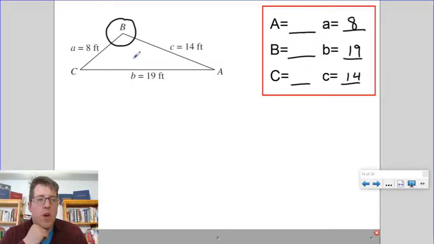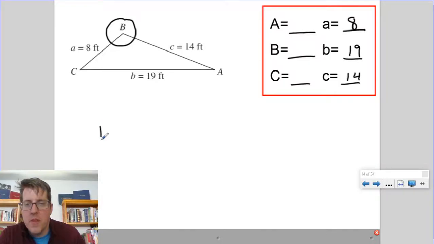The reason you want to use the largest angle is to avoid the ambiguous case if you were to use the law of sines later on in the problem. Some people use the law of cosines and then use the law of sines. You can avoid a tricky situation if you find the biggest angle first. So we would set that up like this.